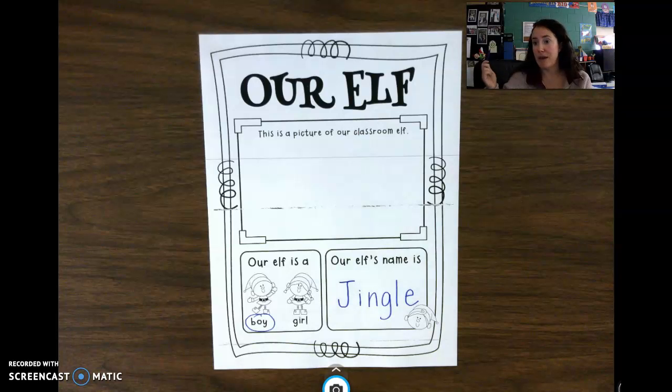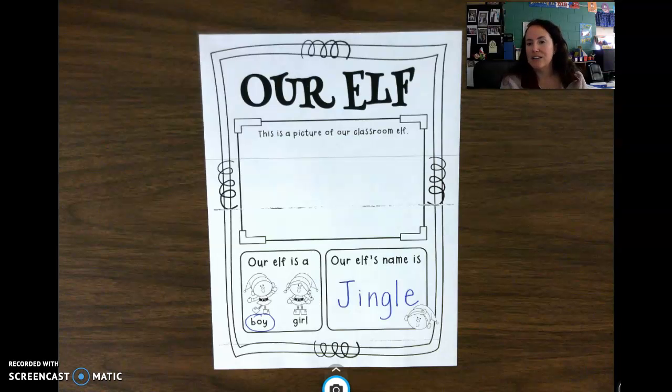You can draw a picture of him hanging out behind me. You could draw a picture of him some of the places we've seen him so far. We've seen him with Clifford and Pete and in our dollhouse, and today he was on our playground. So you decide where you would like to draw your picture of Jingle, okay?